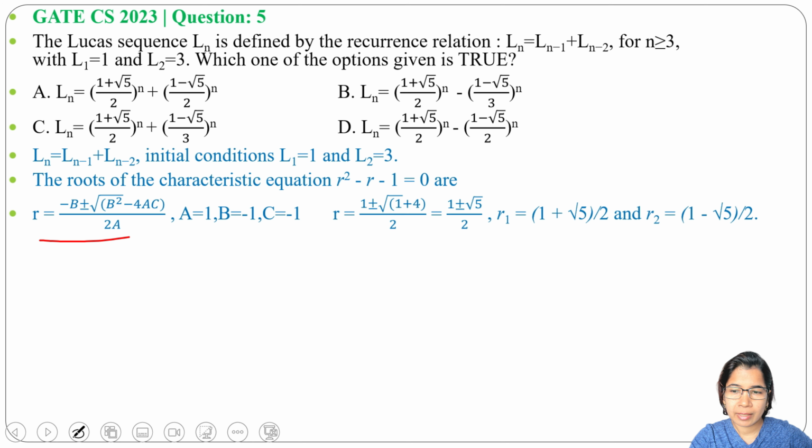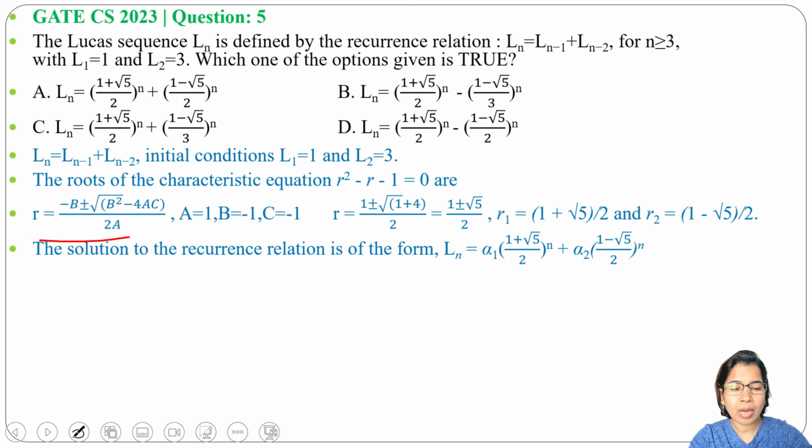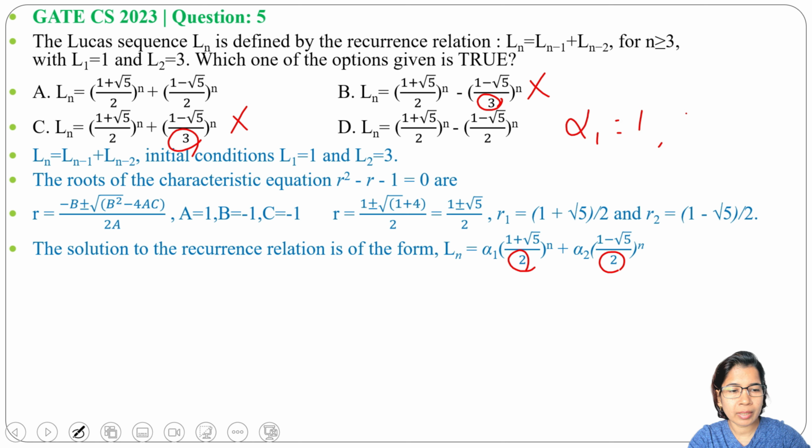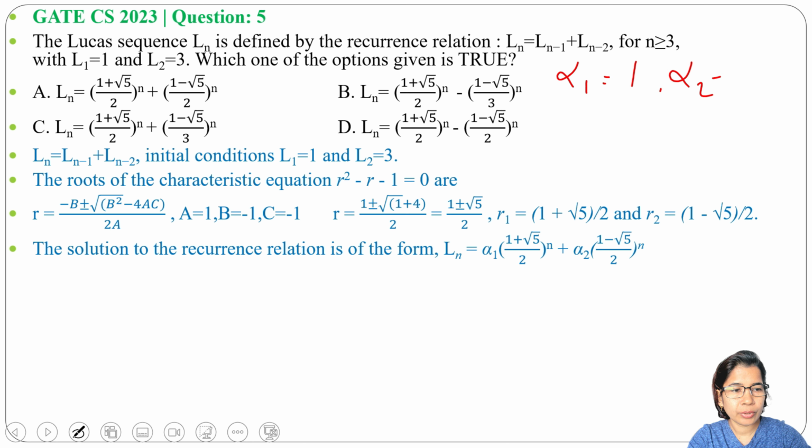Now the solution of the recurrence relation will be L(n) = α1((1 + √5)/2)^n + α2((1 - √5)/2)^n. So this is the solution of the recurrence relation. Now check the options. Option B and option C are ruled out, as there is a 3 in them, but in our solution both denominators are 2. So just option A and option D are left. For option A, consider α1 = 1 and α2 = 1. For option D, consider α1 = 1 and α2 = -1. So let me take α1 = 1 and α2 = 1.